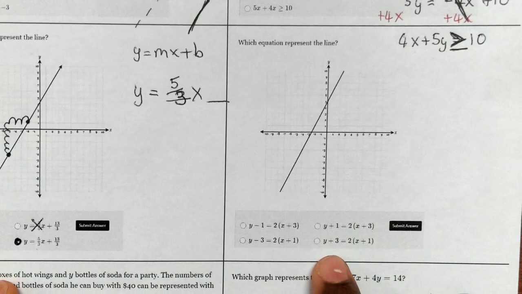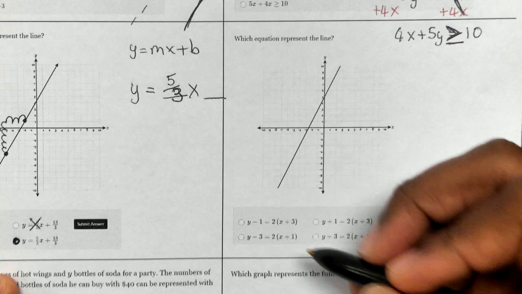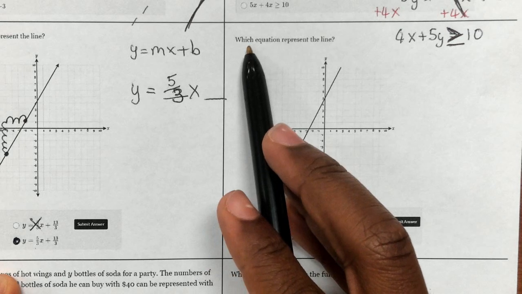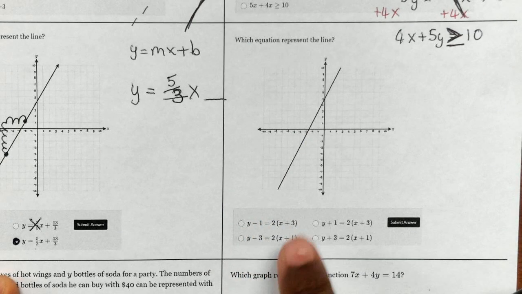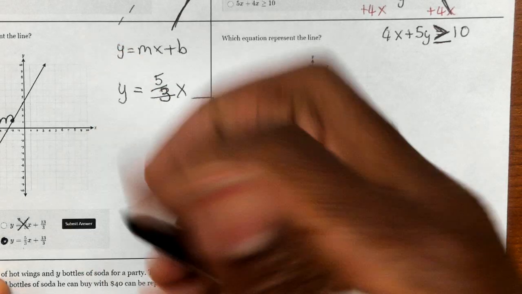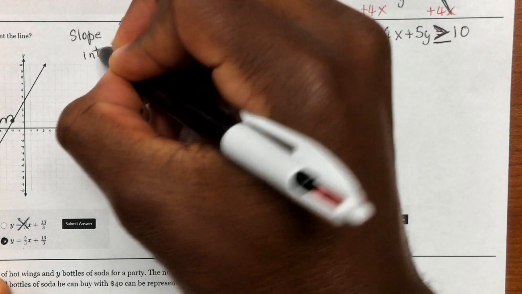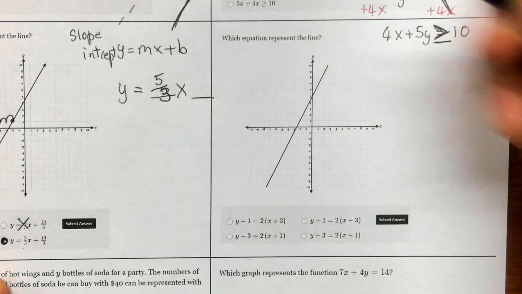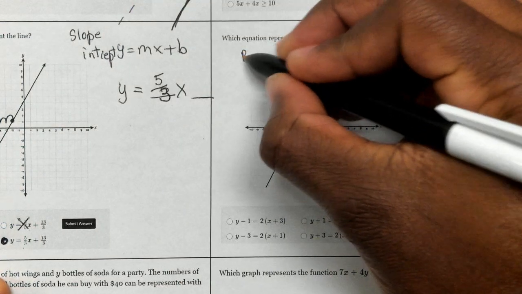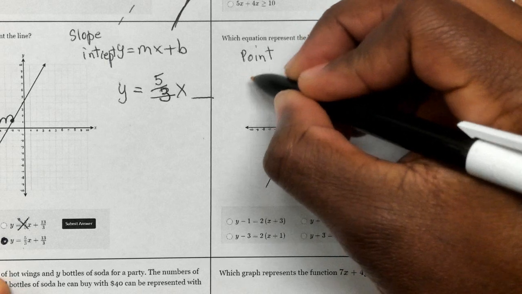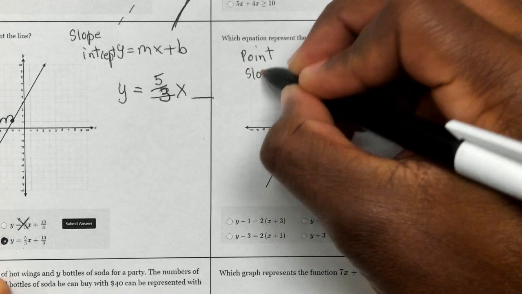So let's try the next one. All right. So this one is actually given. It says which equation represents the line, but the answers aren't given in slope-intercept. So again, they're not given in slope-intercept. They're given in point-slope. All right. So the answers for this one are given in point-slope form.